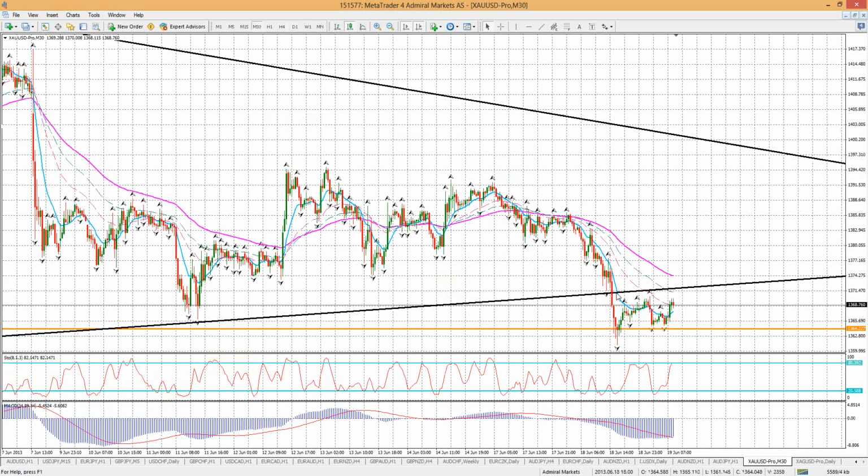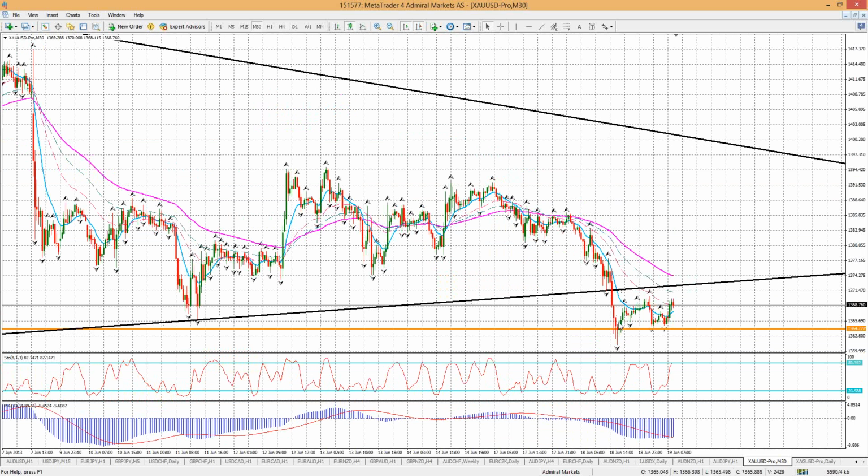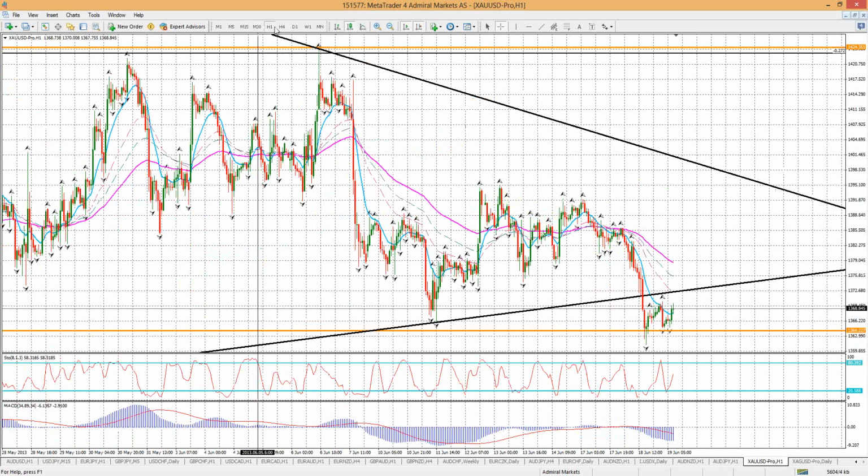We had a break of that trend line here. It didn't go too far, right? Didn't go that far. In fact, 1371. Well, still, yeah, only a $10 movement there. Looks like we're hooking back. So maybe that could be, this is the 30-minute chart.